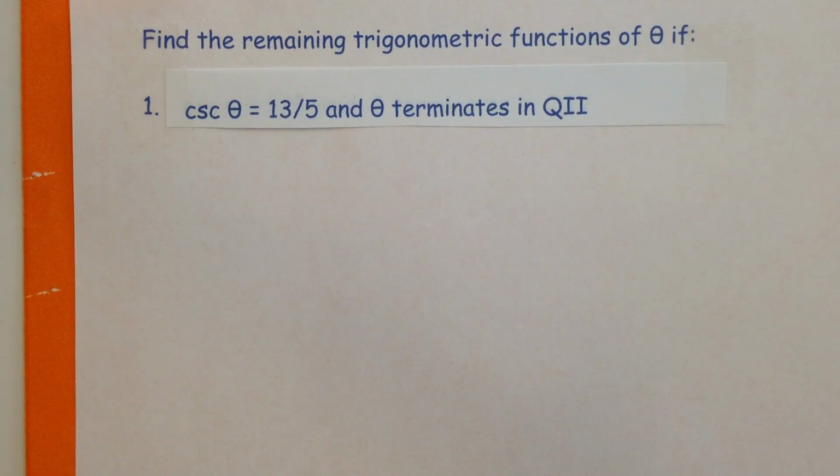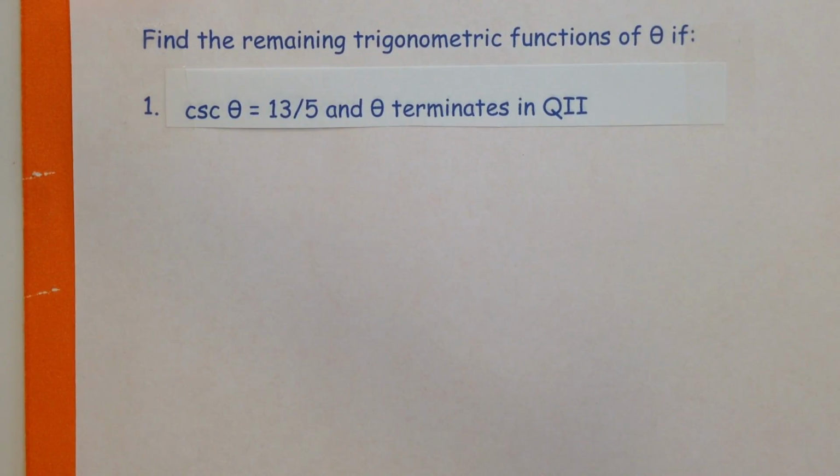Right, these next few examples will actually be finding the same type of information as far as finding the trig ratios, but the difference here is how we have to go about finding x, y, and r in order to make those ratios. Of course, it says to find the remaining trig functions because they're going to give you one of them, and then you just have to find the other 5, okay?